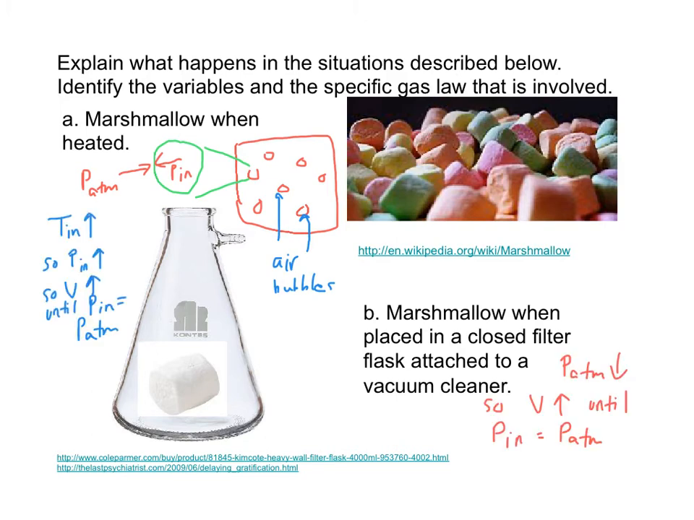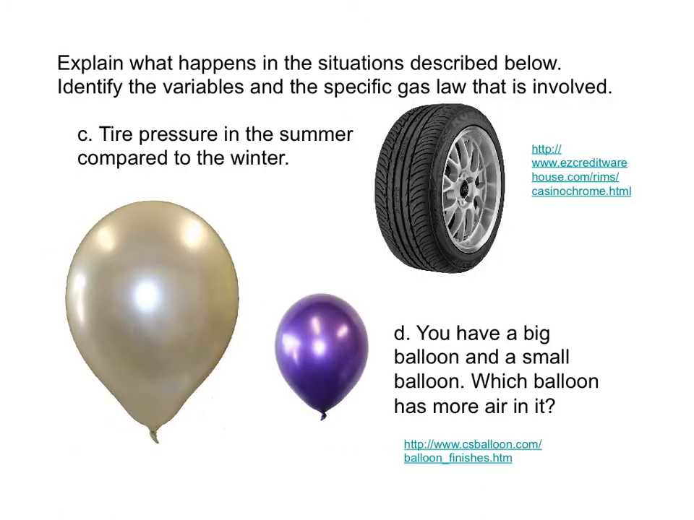And the answers are: when a marshmallow is heated, the temperature of gas inside the bubble increases. That's going to increase the pressure, so the volume of the bubble increases or expands until the pressure inside equals the pressure outside. When a marshmallow is placed in a closed filter flask and all the air is sucked out of the flask, the atmospheric pressure drops below the pressure of gas inside the bubble. That causes the air bubble to expand until the pressure inside equals the pressure outside.